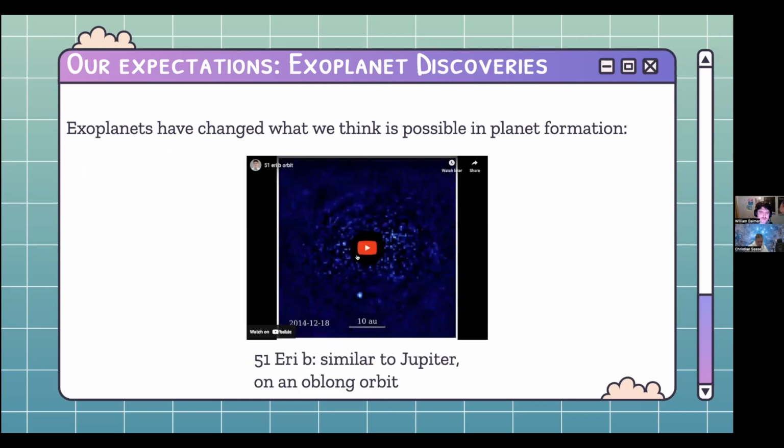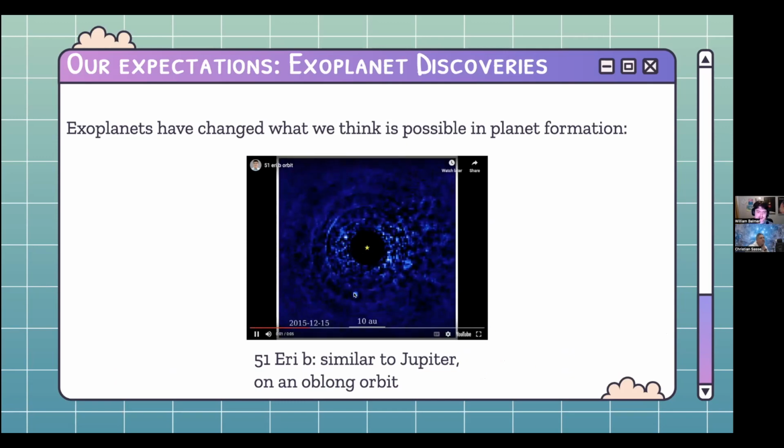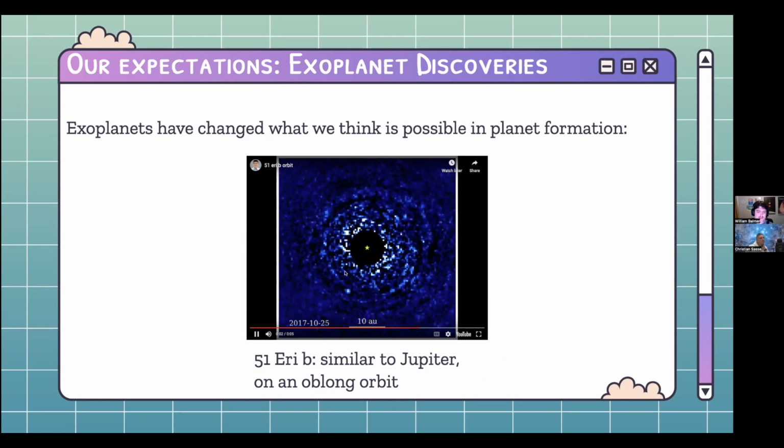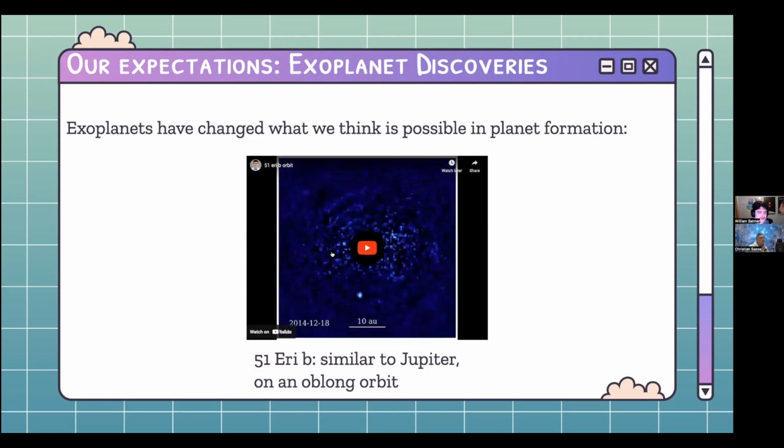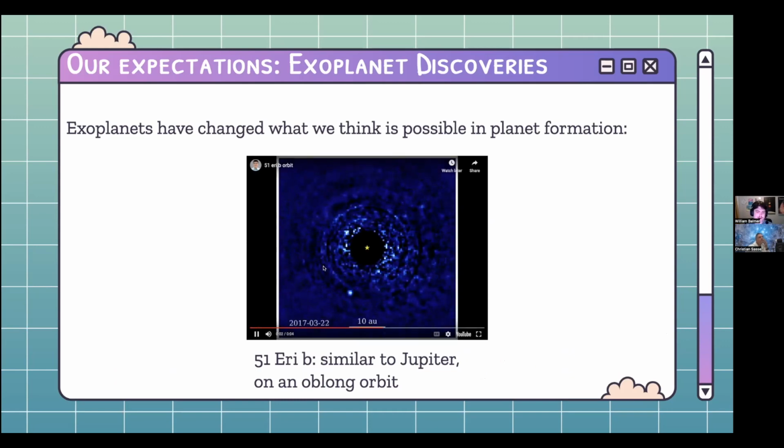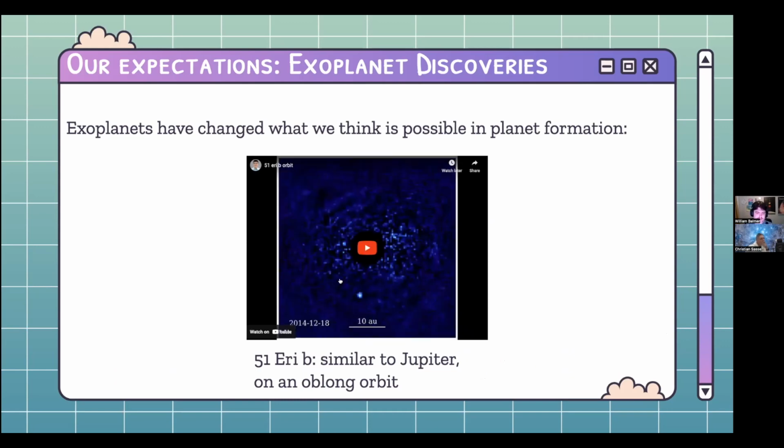We also observe planets on non-circular orbits, which is interesting. So we see in this movie here a direct image of the planet 51 Eridani b, and it has a similar mass to Jupiter, but unlike Jupiter, it orbits its star in an elliptical orbit. So you can kind of see here, it's not quite orbiting in a pure circle, it's moving inwards as it's orbiting closer to its star.